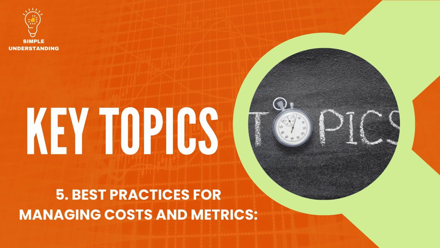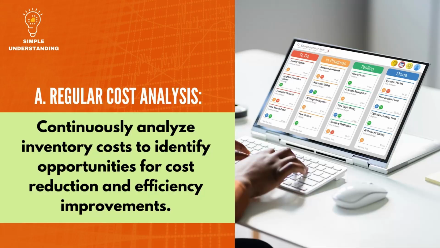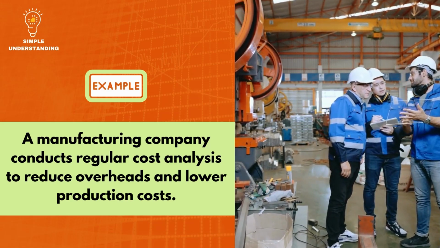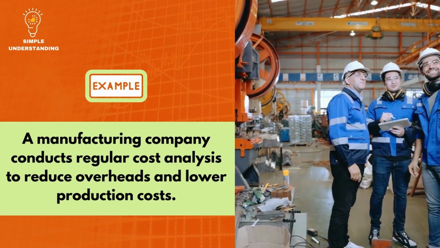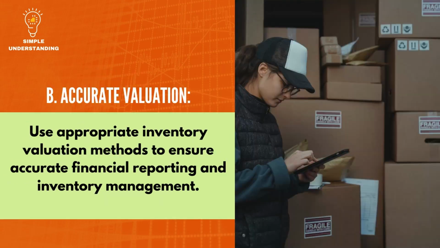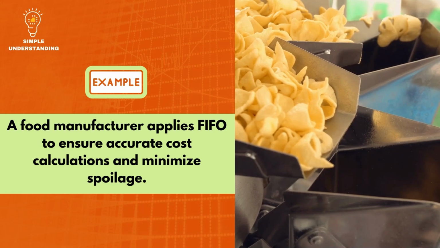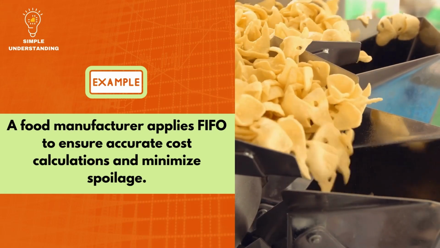Best practices for managing costs and metrics. A. Regular cost analysis. Continuously analyze inventory costs to identify opportunities for cost reduction and efficiency improvements. Example: a manufacturing company conducts regular cost analysis to reduce overheads and lower production costs. B. Accurate valuation. Use appropriate inventory valuation methods to ensure accurate financial reporting and inventory management. Example: a food manufacturer applies FIFO to ensure accurate cost calculations and minimize spoilage.